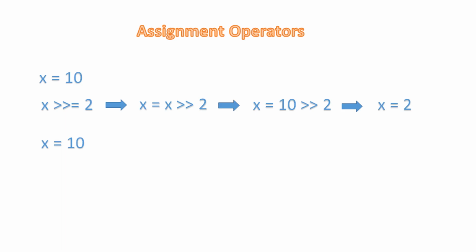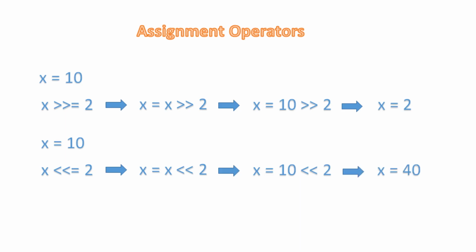Let's assign x is equal to 10. x <<= 2. We can write it as x is equal to x left shift 2. So 10 left shift 2 is equal to 40. Now 40 is reassigned to x.